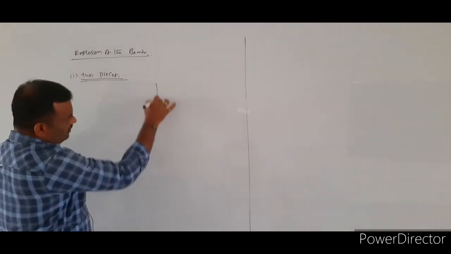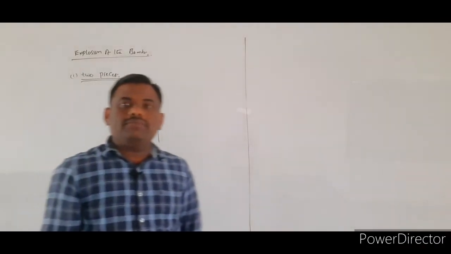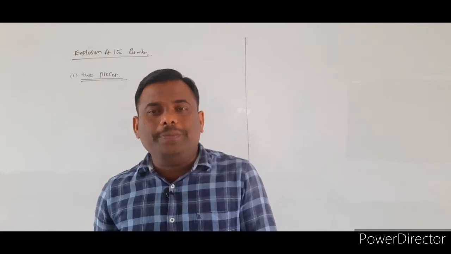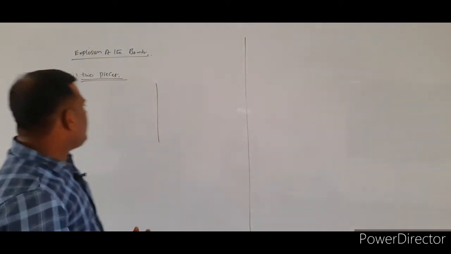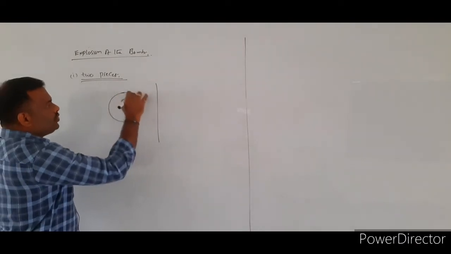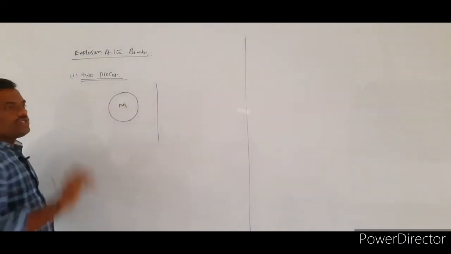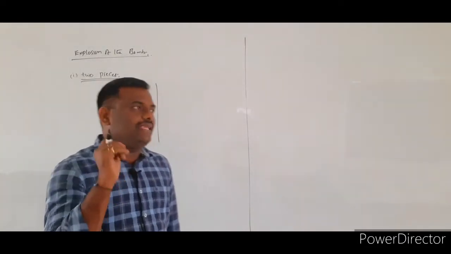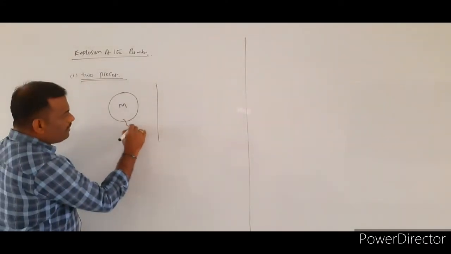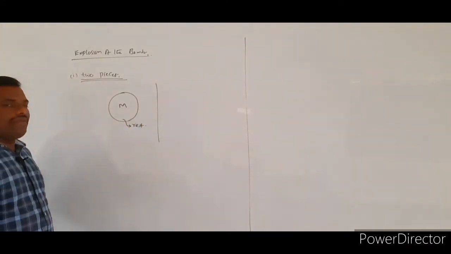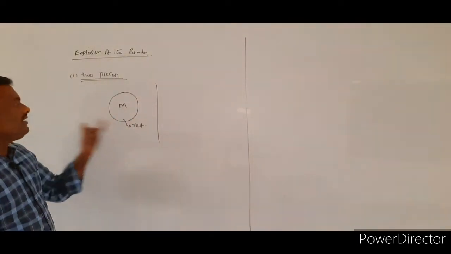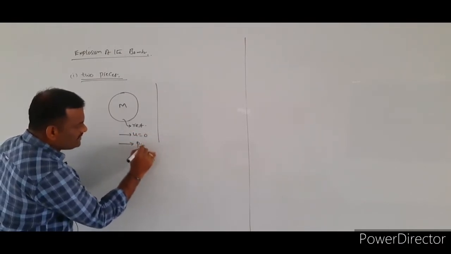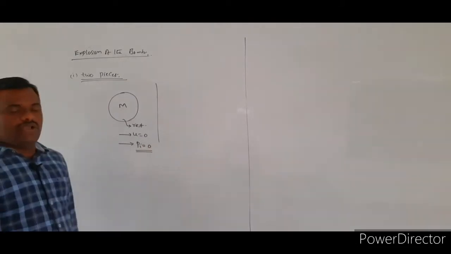So here also we have to calculate the initial momentum of the bomb before the explosion, and the final momentum of the two pieces after the explosion. Initially I am assuming there was a bomb whose mass is capital M, and that the given bomb is in the state of rest. If the bomb is at rest, its initial velocity is equal to 0. If its initial velocity is 0, the initial momentum is also 0.